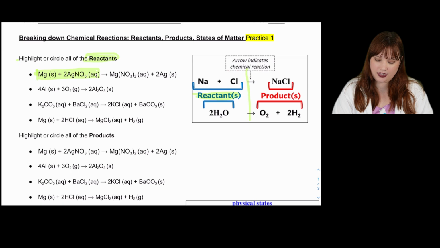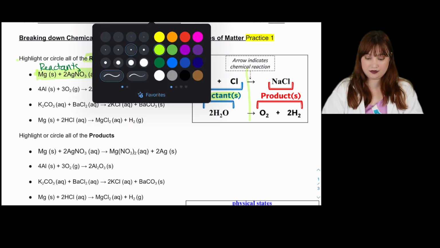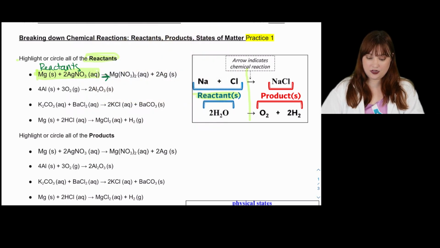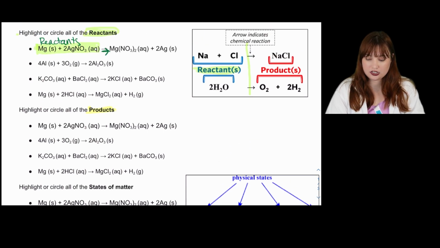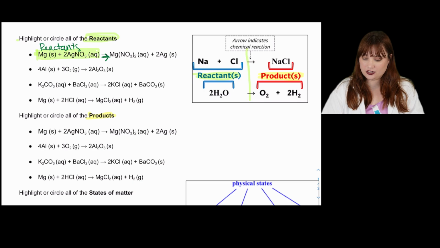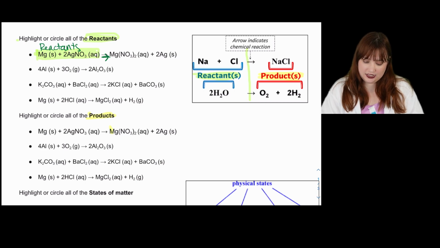How do I know that they're reactants? Well, I see the arrow. It's everything before the arrow. These are definitely reactants. We can do the same thing to identify products. Products occur after the reaction takes place. It's what is new. It's what has formed. So we see this arrow. Everything after the arrow must be products.